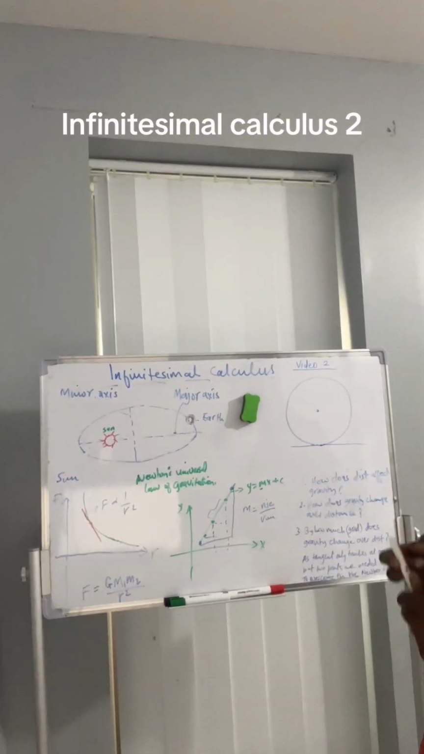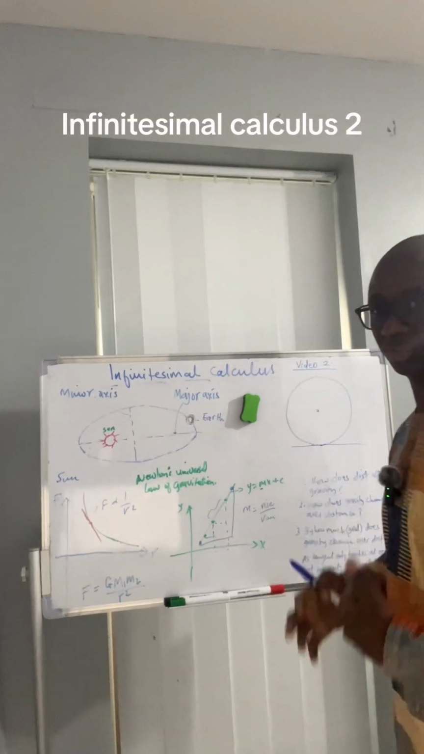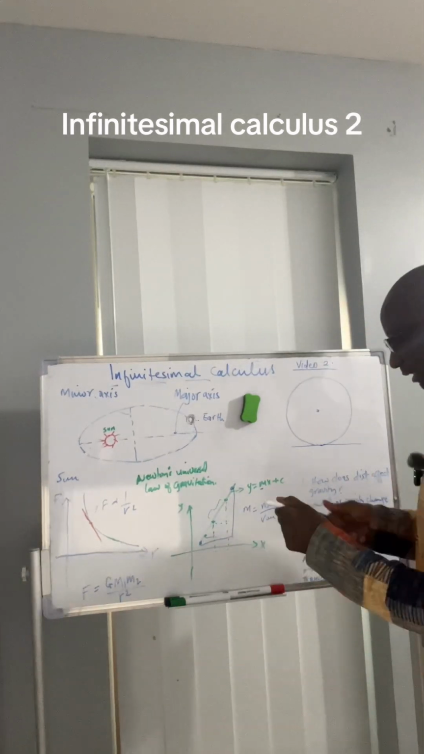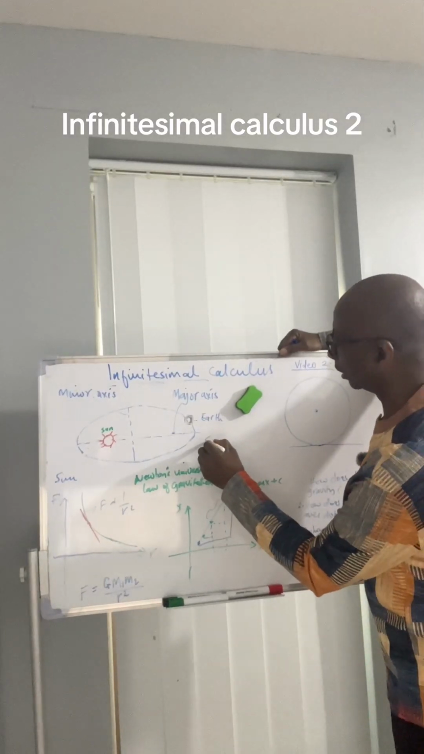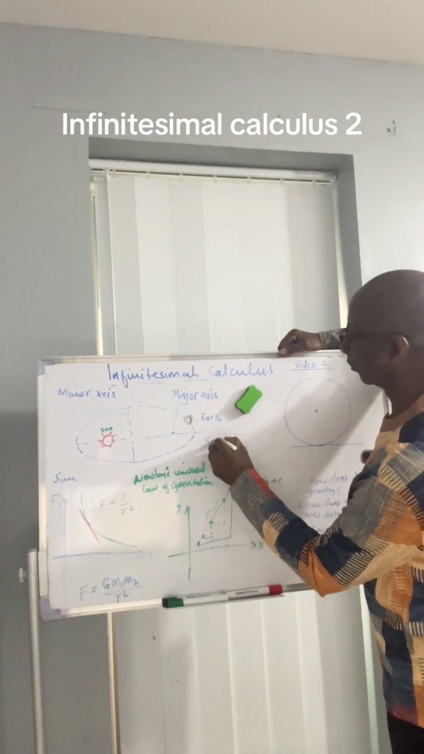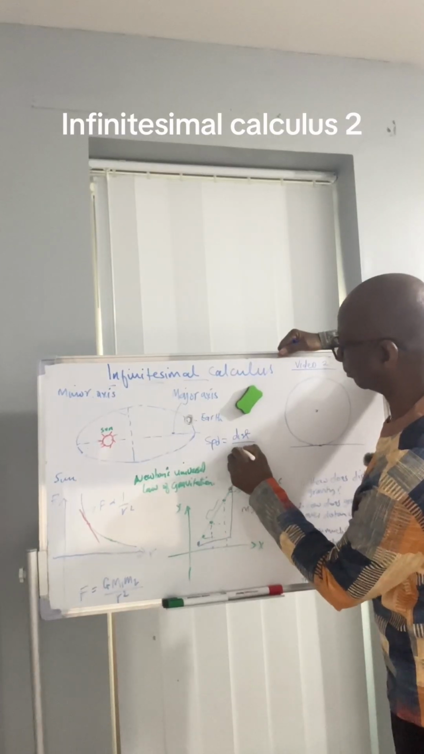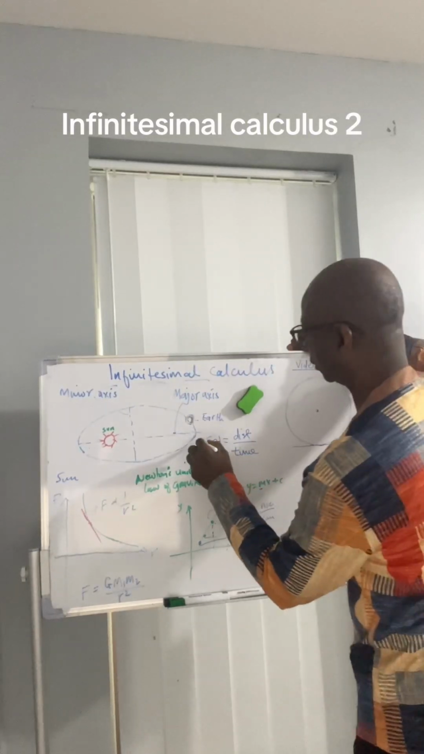It's not correct, and that is the problem Newton encountered. He wants to find instantaneous results, not average results. Speed is distance divided by time. This is, let me just say, average speed.